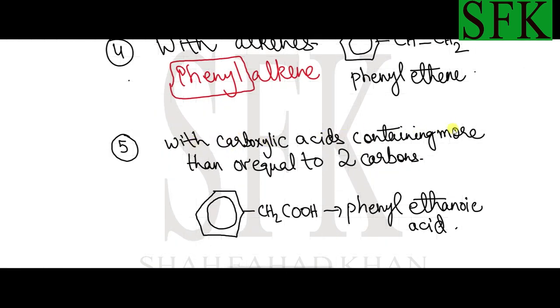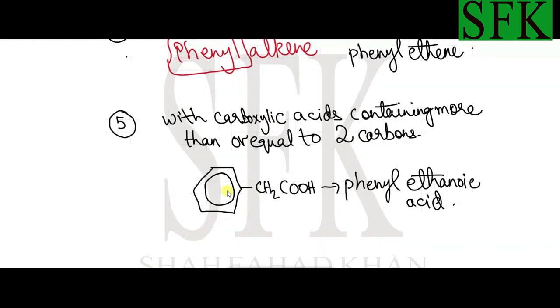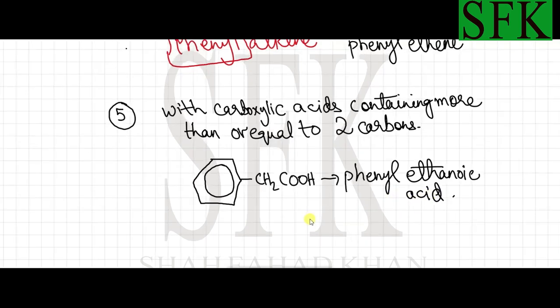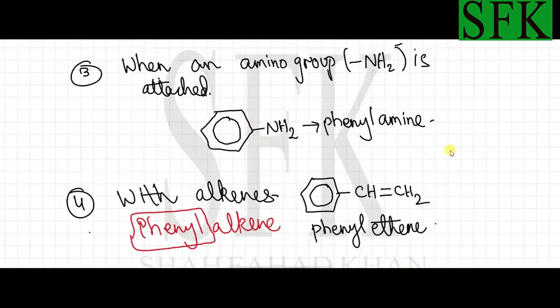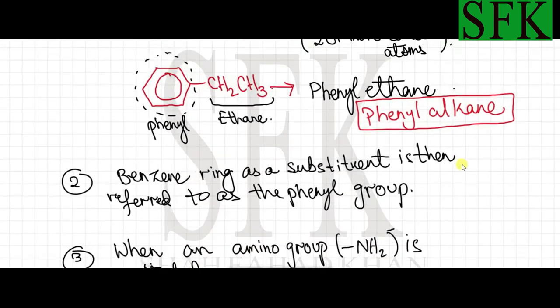Whenever there are carboxylic acids containing 2 or more carbon atoms, then the benzene ring is referred to as the phenyl group, and in this case the carboxylic acid is of 2 carbons, so the name becomes phenyl. The 2-carbon acid is called ethanoic acid, so phenylethanoic acid. So that's it. This is how we name derivatives of benzene.